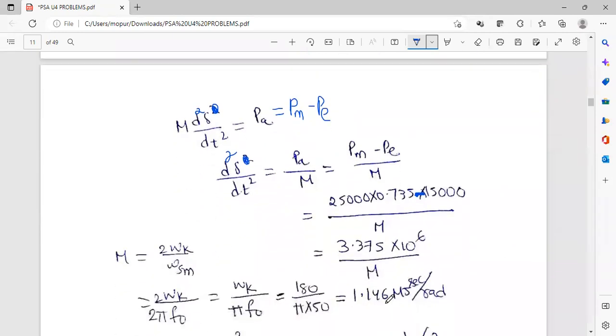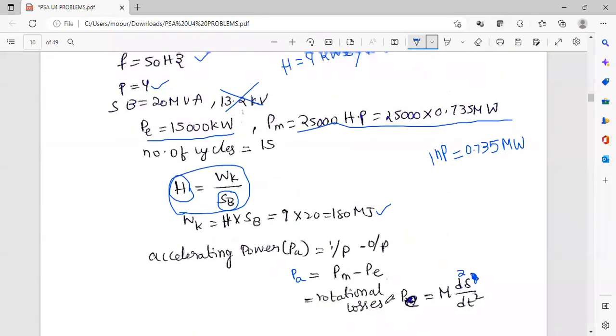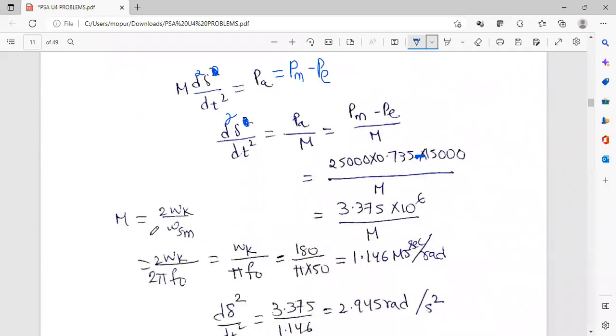Now we should find the value of M. We had found out the value of WK in the first subdivision, which is H into SB. So what is the formula of M? M is equal to 2 into WK divided by omega SM. This is one method of finding M. Another method is, you can substitute omega SM is equal to 2 pi F naught, 2 gets cancelled. So directly you can take WK divided by pi into F naught.